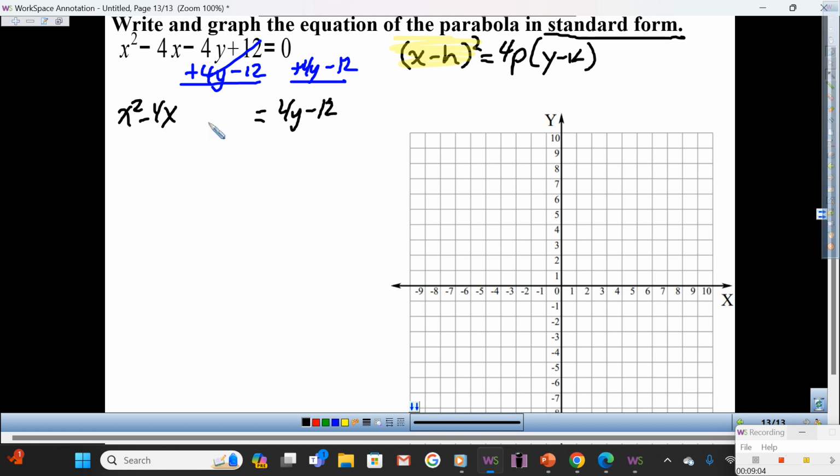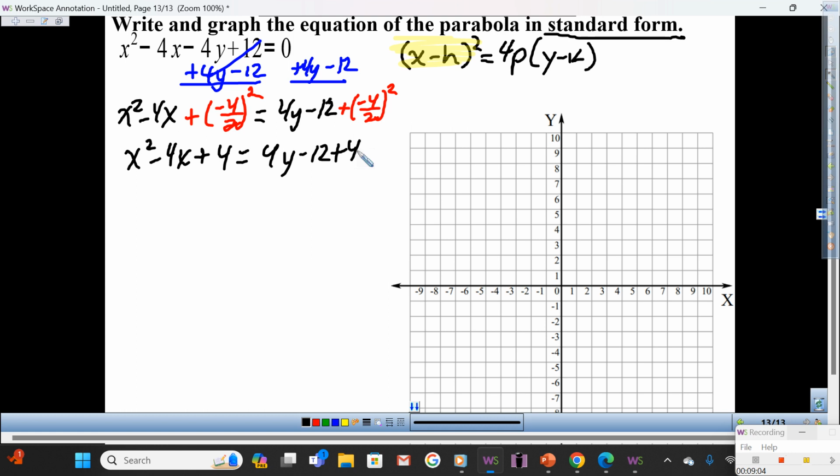Completing the square. So remind your neighbor what to write here to complete that square. What do I do? Plus what? Negative 4 over 2 squared. We need to complete that square. So whatever we do to one side, we do to the other side. So we end up with, here we go, x squared minus 4x plus negative 4 divided by 2 is negative 2. Negative 2 squared is 4. And this is 4y minus 12 plus 4.